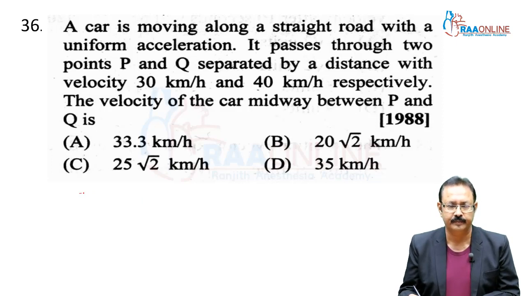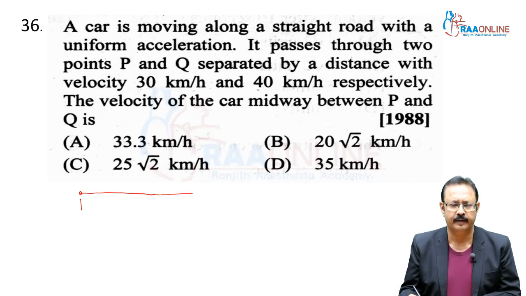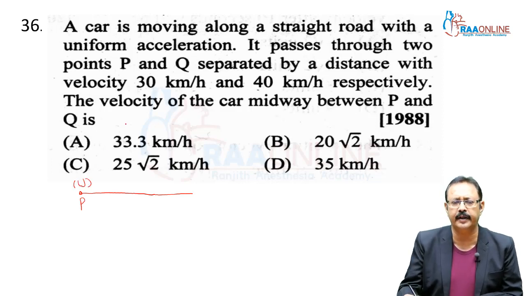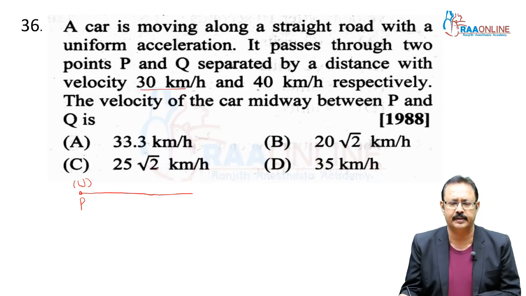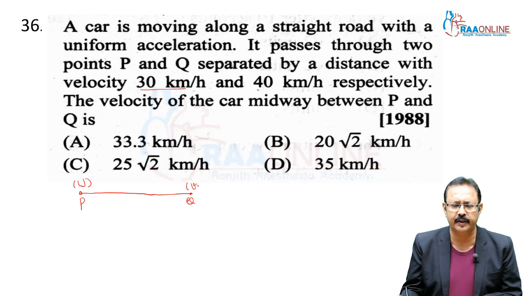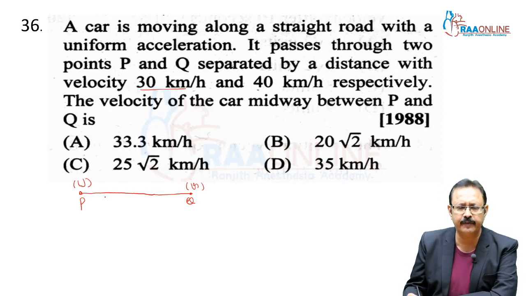See, it is point P. I am taking velocity at this point U. They gave the value of U, 30 km per hour. In last we will put this. I am giving you the formula first. At Q, I am supposing the velocity v, and the distance between P and Q is 2s, so the midpoint is C. This distance is s, and also this distance is s.